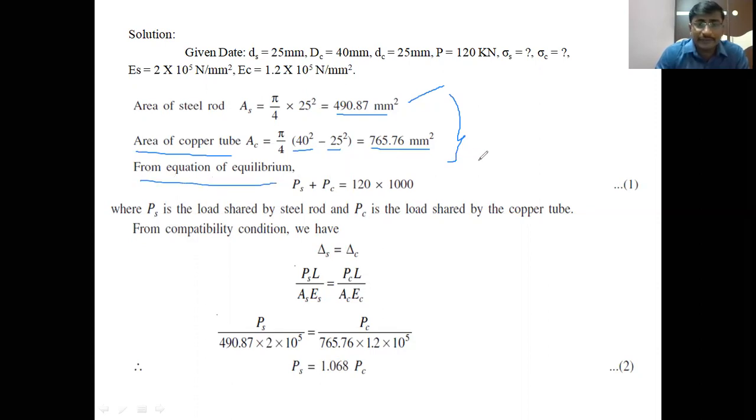What is the equilibrium equation? The load applied on the composite bar is 120 kilonewtons. These 120 kilonewtons are shared by each material, P_S and P_C, based on their strengths, not equally. That's why we can take P_S plus P_C equals 120 into 1000 newtons. This is the equilibrium equation, equation 1. Clear students?